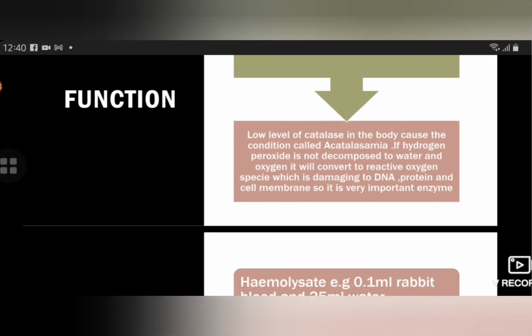Low level of catalase in the body causes the condition which is called acatalasemia. If hydrogen peroxide is not decomposed to water and oxygen, it will be converted into reactive oxygen species, which is damaging to DNA, protein and cell membrane. So it's a very important enzyme.